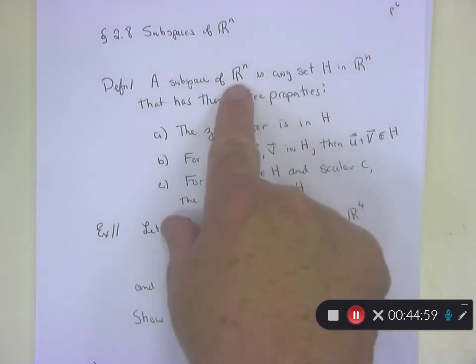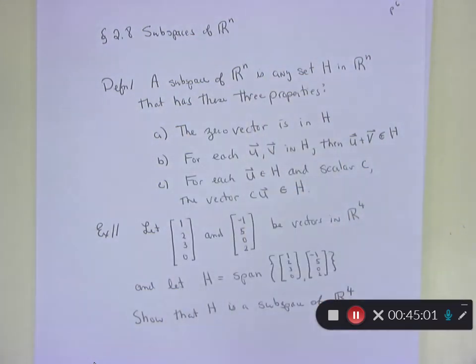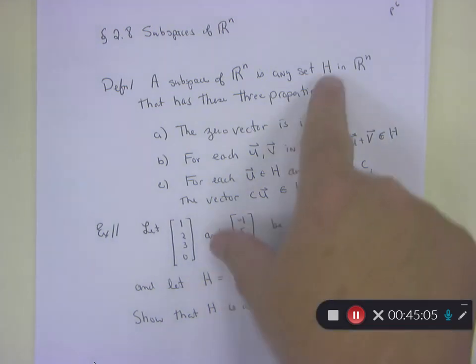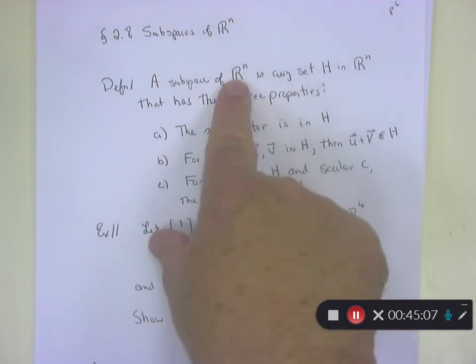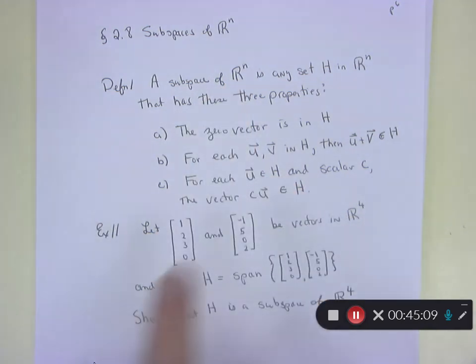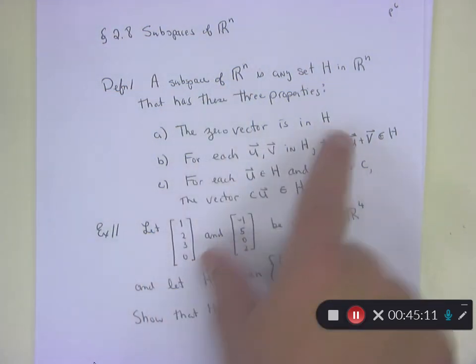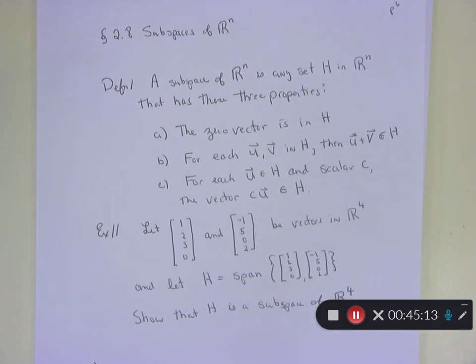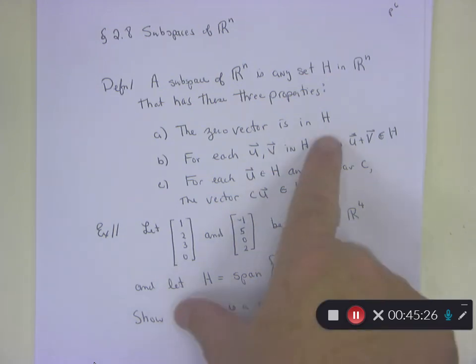So first off, you've got a set Rn, R3, R5, R102, I don't care, R something, okay? And H is a subset inside of Rn, and it has these properties. The zero vector is in H. So in R3, the vector 0, 0, 0 has to be inside of H. We know it's inside of R3, it's got to be inside of H. In R5, 0, 0, 0, 0, 0 has to be inside of H, okay? The zero vector has to be in there.